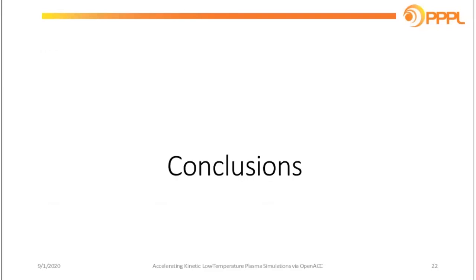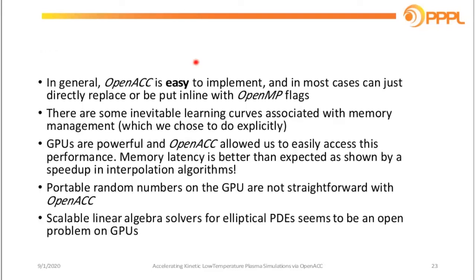So just to draw some conclusions here, here's a big sort of wall of text, but this is really summarizing the lessons that we learned from this process. And honestly, we were really amazed with how easy it was to use OpenACC. In most cases, you could just either replace OpenMP flags or put OpenACC flags in line with OpenMP. There were some inevitable learning curves dealing with memory management, which we actually chose to do explicitly, but these can be quite readily overcome. GPUs are extremely powerful.